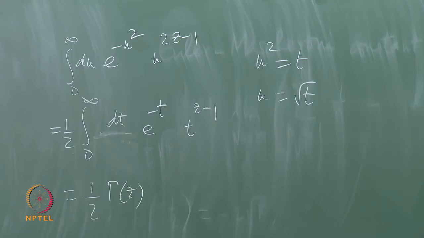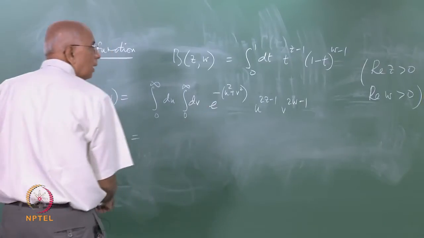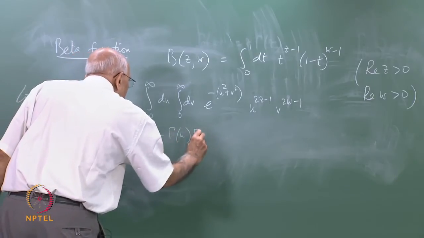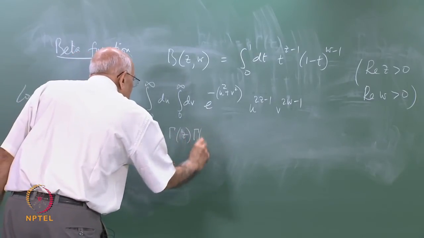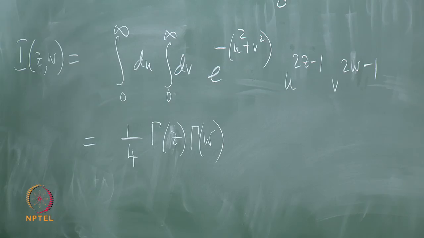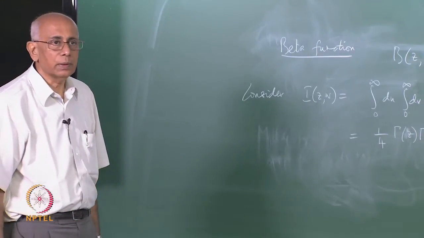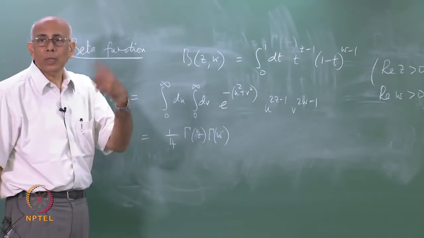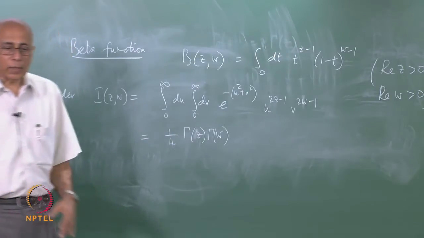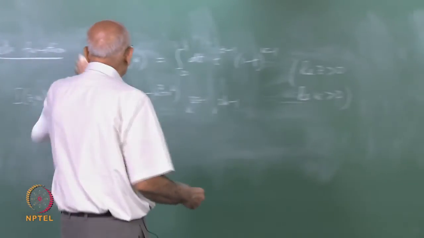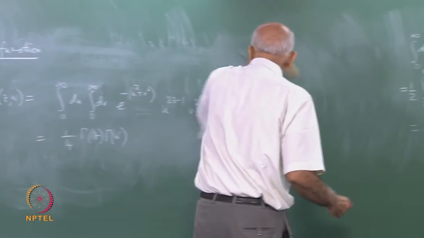So on the one hand this is equal to a half from the u and a half from the v integral, so this is 1/4 gamma of z, gamma of w, a quarter of each of these. All I did was multiply two gamma functions together. But you could also do this integral in plane polar coordinates. So you set u equal to r cos theta, v equal to r sin theta, and see what happens. So let us do that.